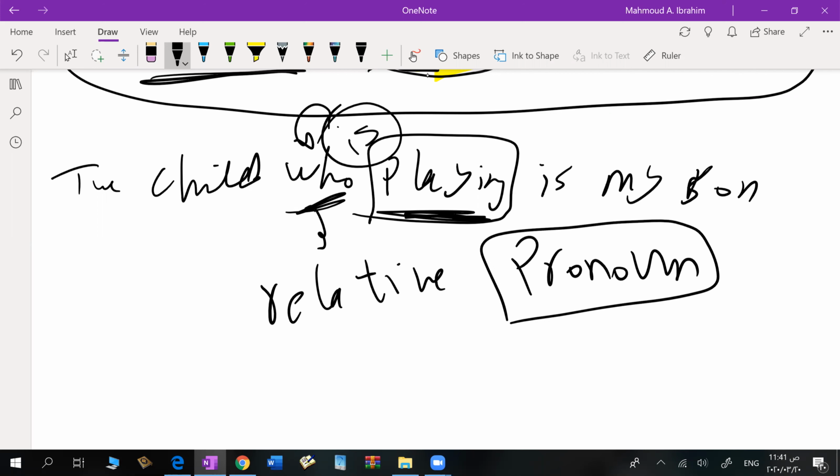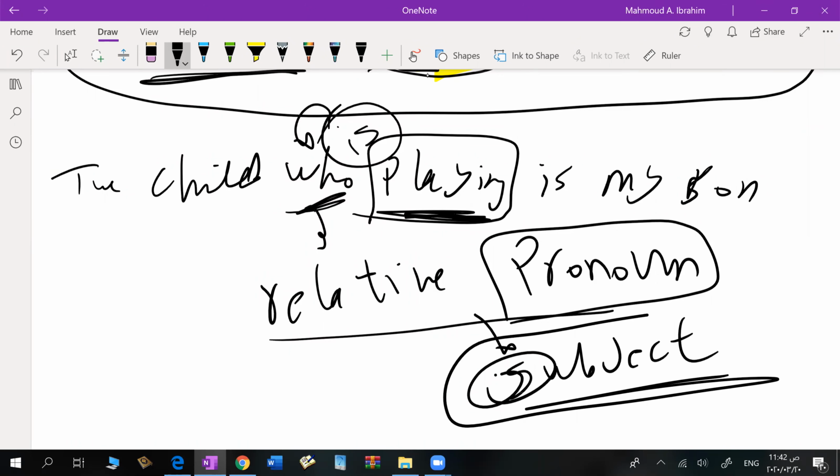Pronoun. Pronoun. What does pronoun mean? Last time we said pronoun means instead of. Pro means instead of, like subject pronouns, correct? Instead of a noun. So this is a subject. "Who" is a subject, and if it's a subject, it needs a verb. Okay? The verb is "playing."